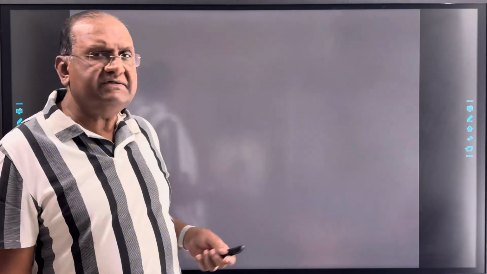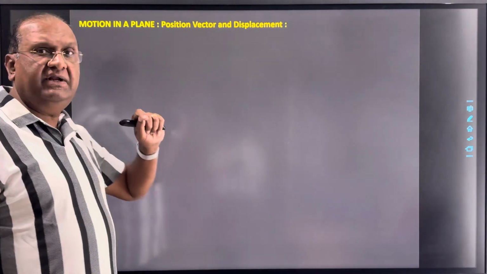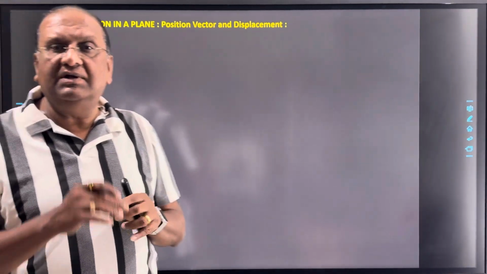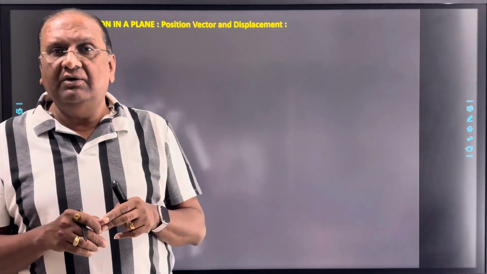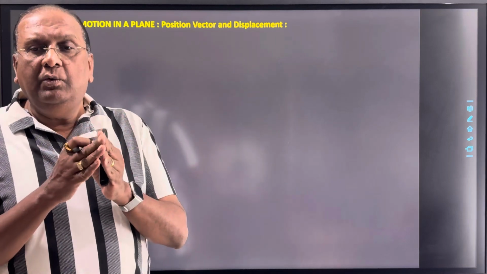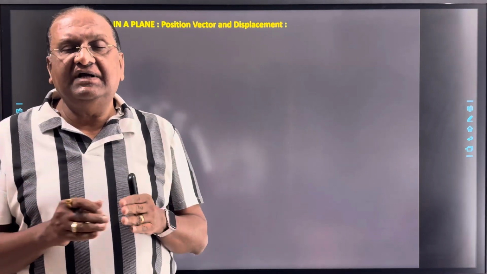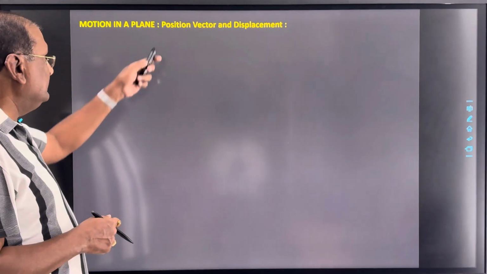Now, dear students, we want to explain motion in a plane. So, to explain motion in a plane, we have to think about the position vector, displacement vector, then we will discuss velocity and acceleration. But now, we'll think about all these physical quantities in vector form. So, first let's discuss position vector.